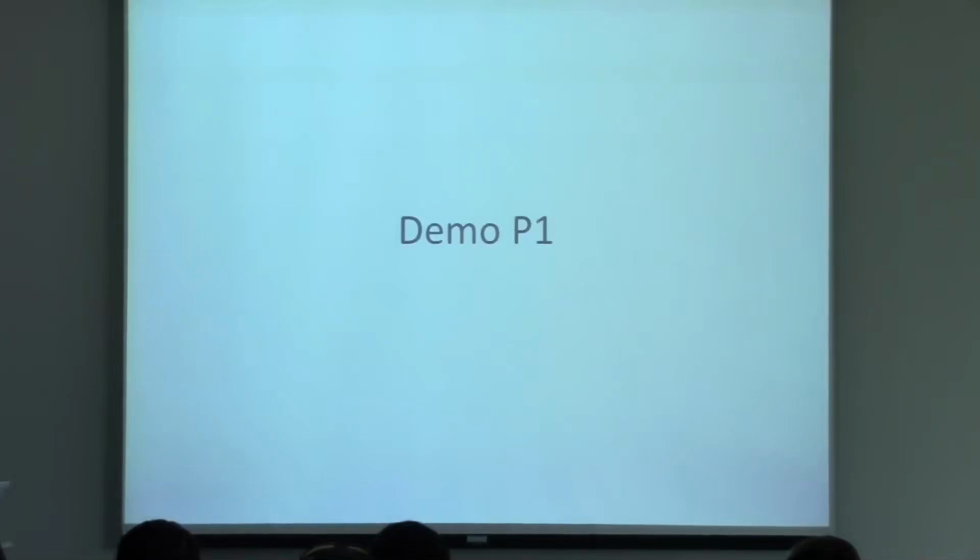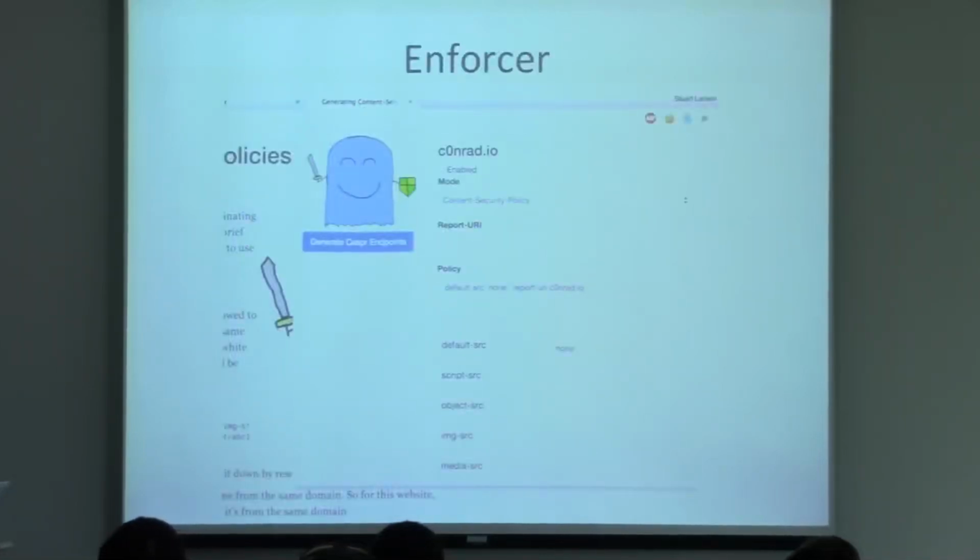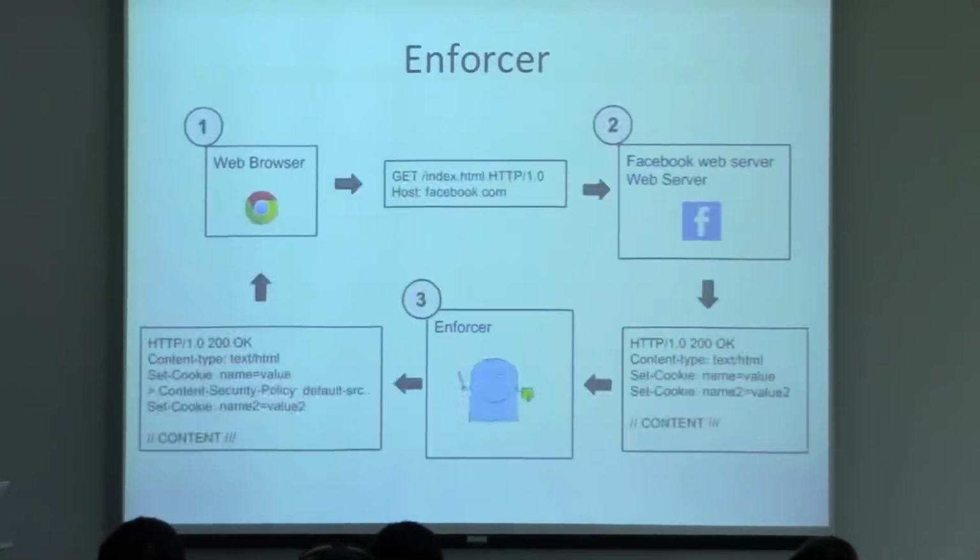So I created a little Chrome extension called Enforcer, which doesn't show up the best on the screen. When your web browser makes a request, it sends a GET request to Facebook, get index.html. Your Facebook web server responds with some content, like HTTP OK with the content type and a bunch of other stuff. Then Enforcer picks it up and enforces whatever CSP policy you want, making it look like it came from the server.